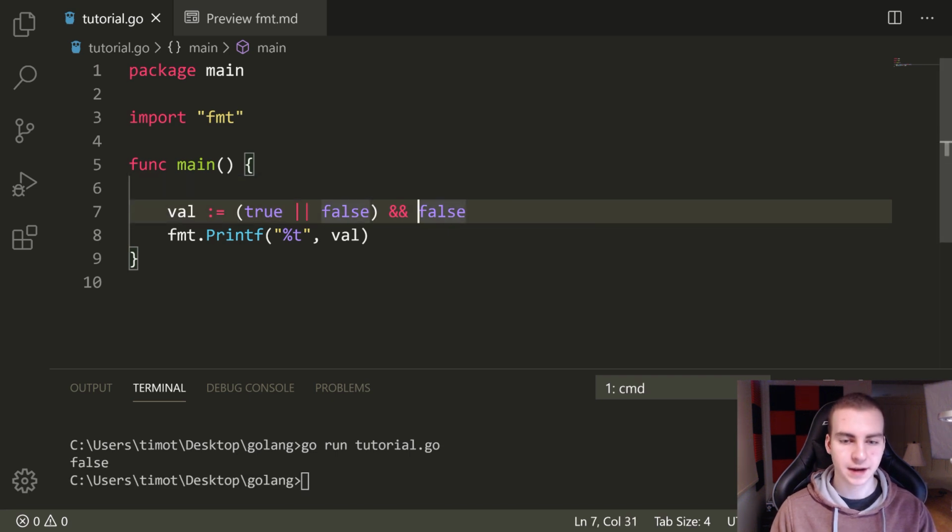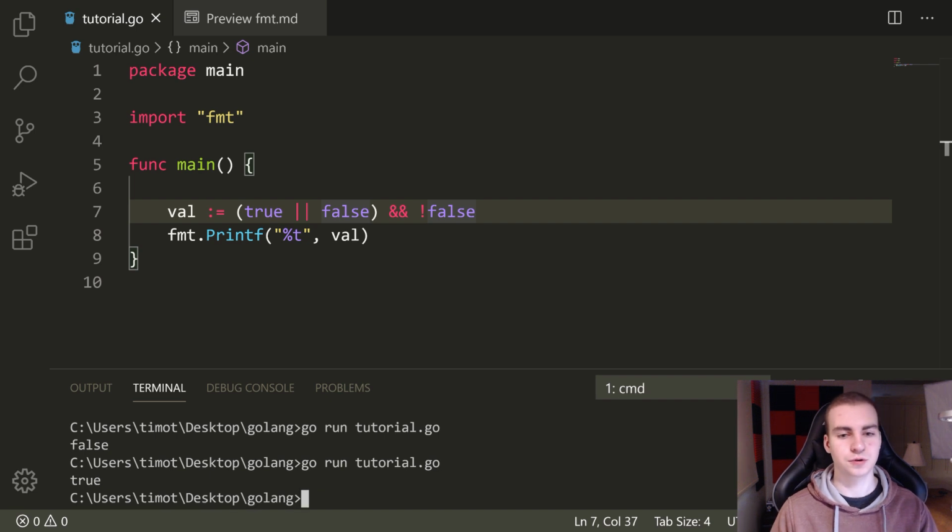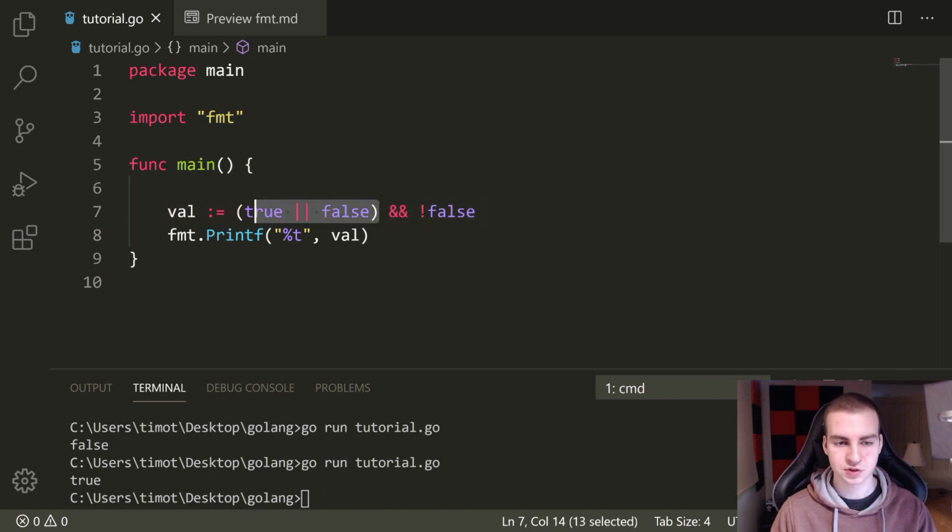Now what happens if I actually go like this and I put a not in front of that false? Well, then what we get, if we look at this here, will be the answer of true, because this will become true and then this is true, so we and them together, we get true.